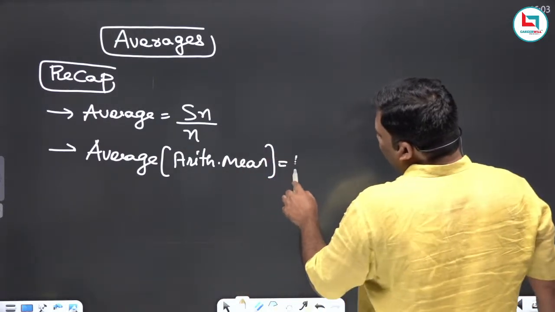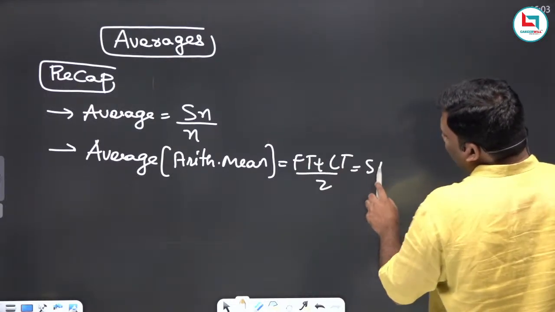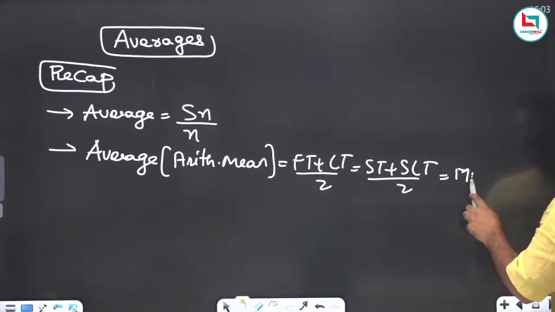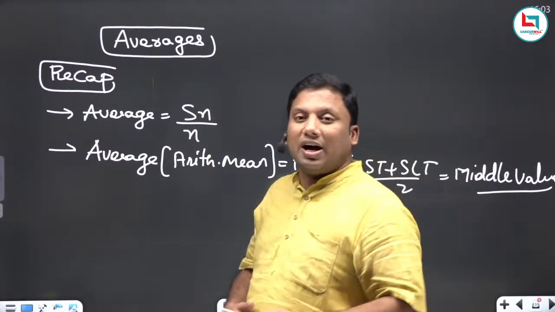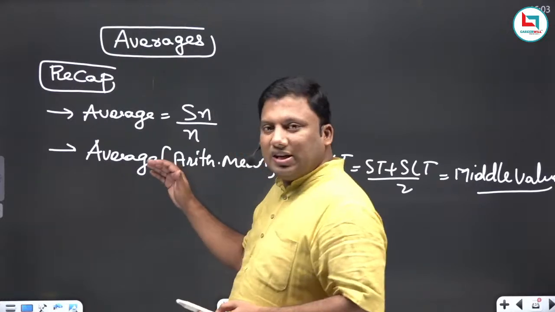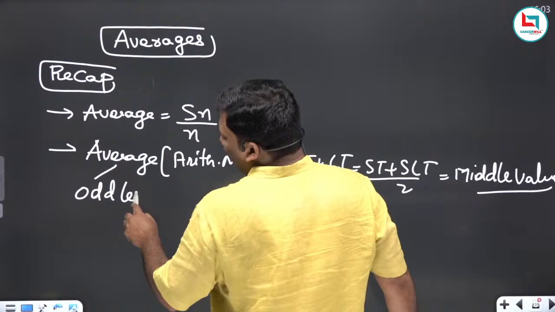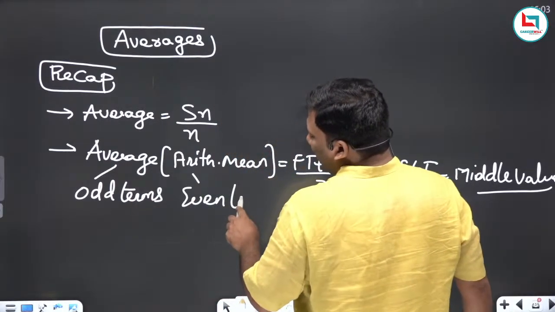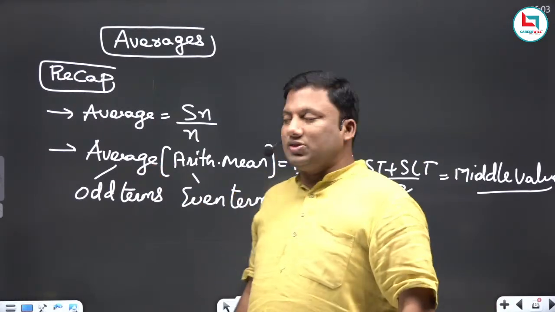Average is given by first term plus last term by 2. It is also given by second term plus second last term by 2. It is also given by middle value. If the number of terms is odd, then it happens to be the middle term. Otherwise, it is called the middle value. We have seen the cases where the number of terms is odd and the number of terms is even. This is another concept which we discussed.